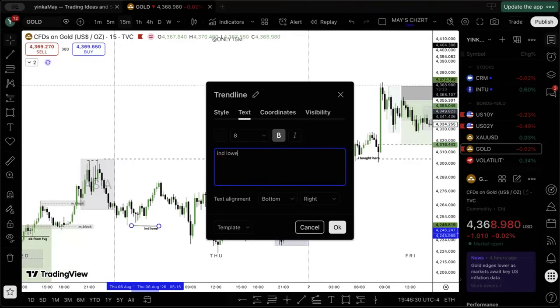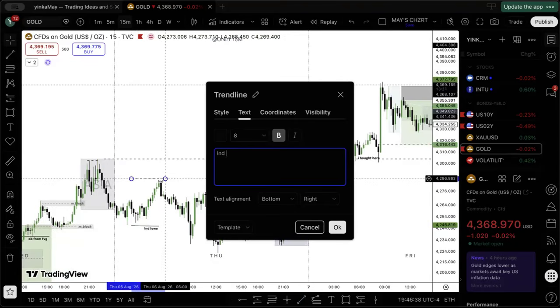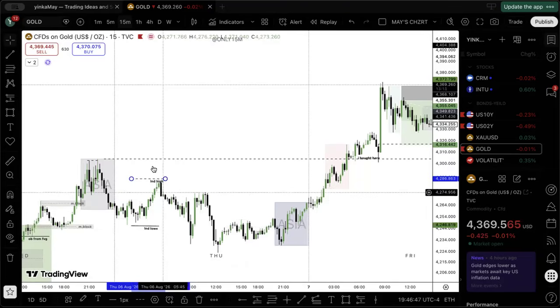London's low, and this would be London's high here. Just the same thing, London's high. So if we have this, London's low, we're looking for a run above one of those levels. We don't care which one is going to happen first. We just want to see which one then happens first.